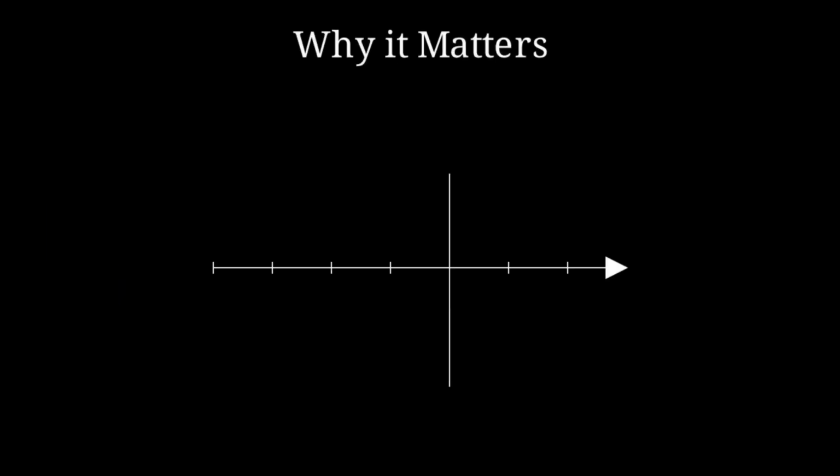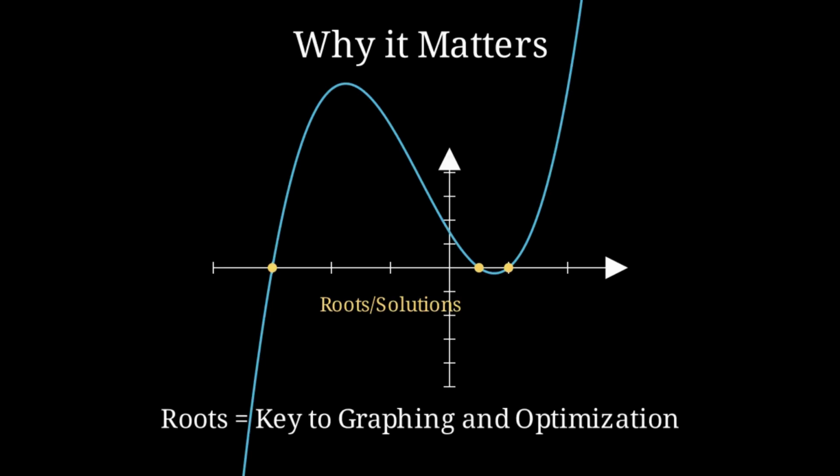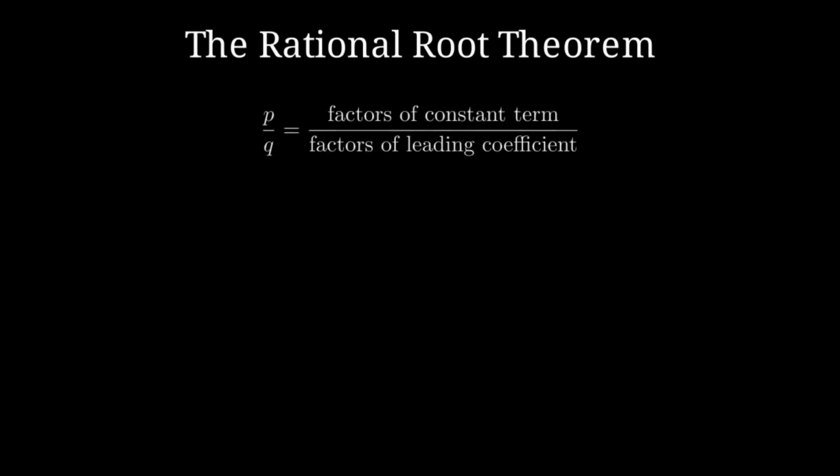Finding roots allows us to understand the behavior of complex systems, from physics trajectories to economic trends. Identifying where a function equals 0 is the most critical step in analyzing any higher-degree polynomial expression. The rational root theorem provides our starting point.